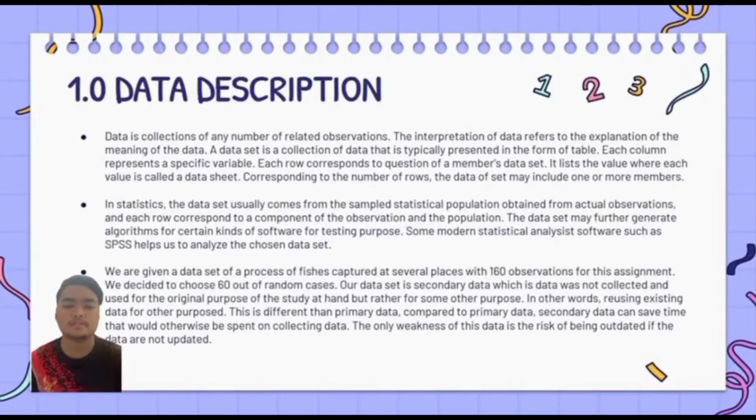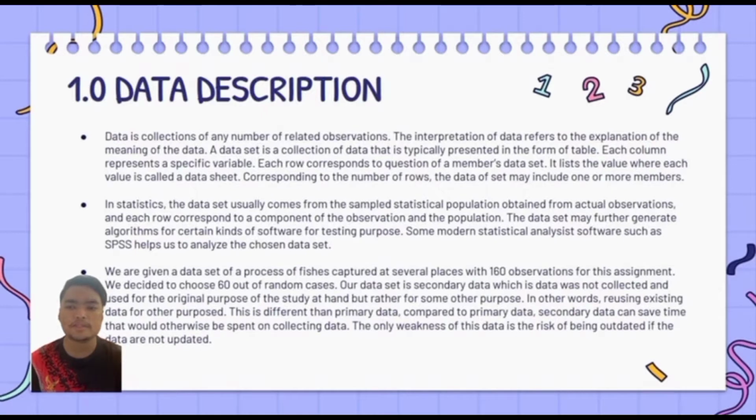Data description. Data is a collection of any number of related observations. The interpretation of data refers to the explanation of the meaning of the data. A data set is a collection of data that is typically presented in the form of a table.